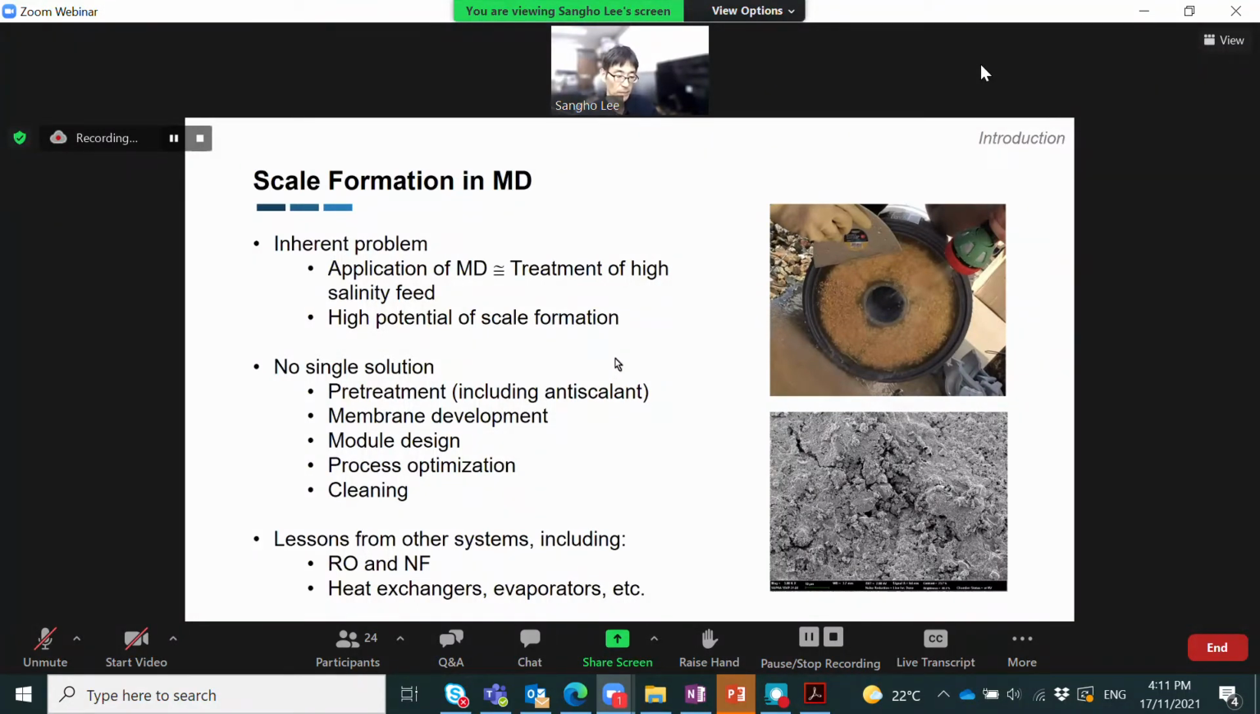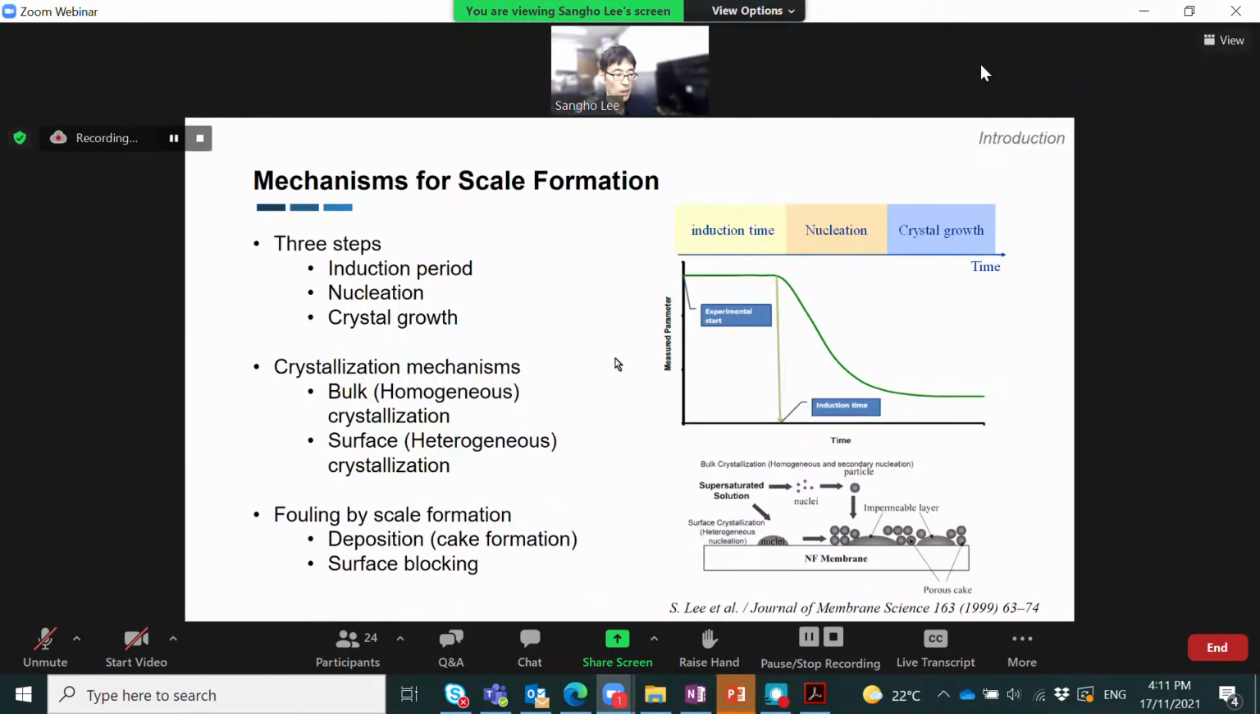Let's start with the fundamentals of scale formation. There are three steps involved in scale formation. The first step is the induction time. In this period, nothing seems to happen, but this time is required, otherwise scale formation may not start. So this is some time for preparing the scale formation.